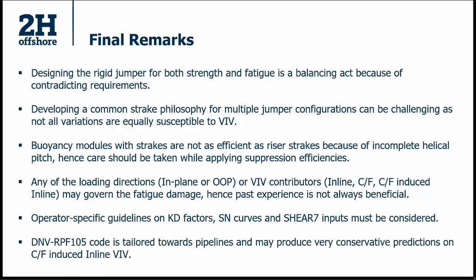And lastly, DNV-RP-F105 is an excellent code for pipelines, but as I said, it's a code for pipelines. So the predictions that you get for jumpers can be very conservative, especially for cross-flow induced inline VIV. Even DNV published a paper recently based on a JIP, and they're working towards a more jumper-specific code. And I think that's one of the needs for the industry at this point. And I think there's work going on in this field.